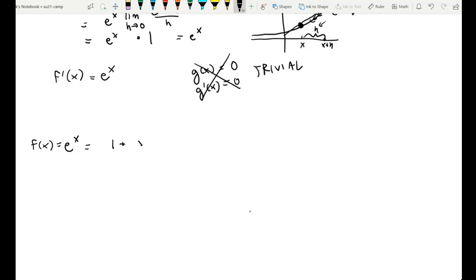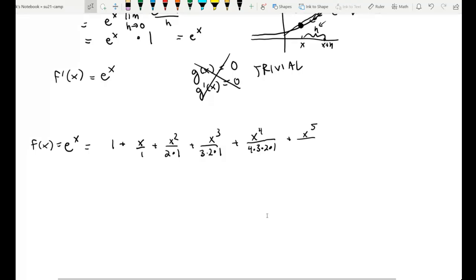1 plus x over 1, plus x squared over 2 times 1, plus x cubed over 3 times 2 times 1. And the pattern that you see in the denominator is a very common pattern in math, and you will be seeing it. Does anybody know the name of this pattern where you multiply the first so many consecutive positive integers? This keeps going forever. It's an infinite polynomial, or if you'd like, a series, as we call it.